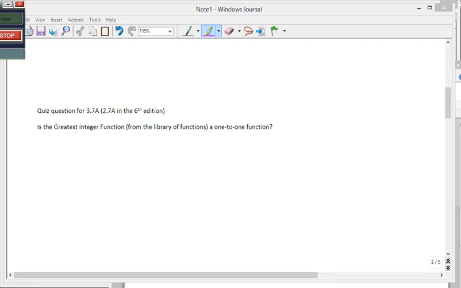Now here's your quiz question for 3.7a, or 2.7 if you're in the 6th edition. Is the greatest integer function, which is from the library of functions, the one that we did in class, it wasn't on the video, but it is in the book and we did it in class, a one-to-one function? Write your answer in Canvas in the quiz.